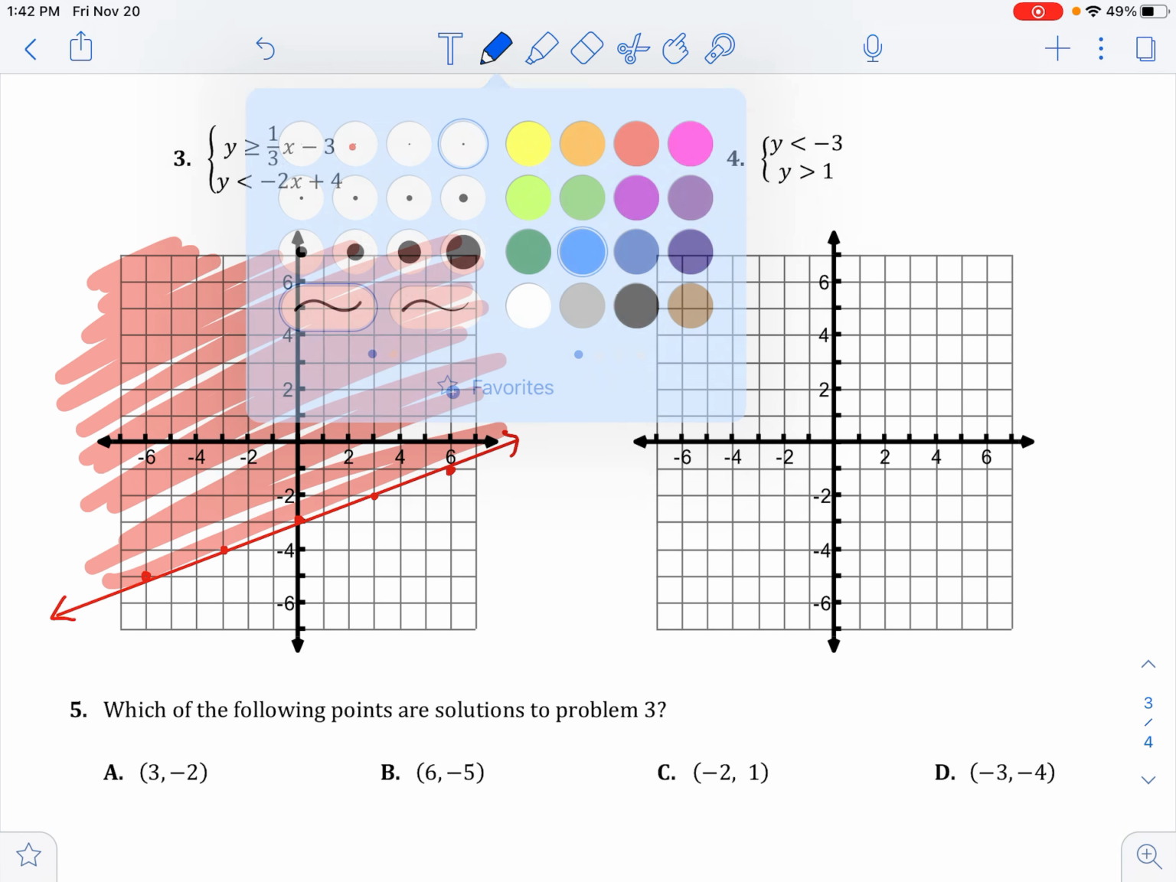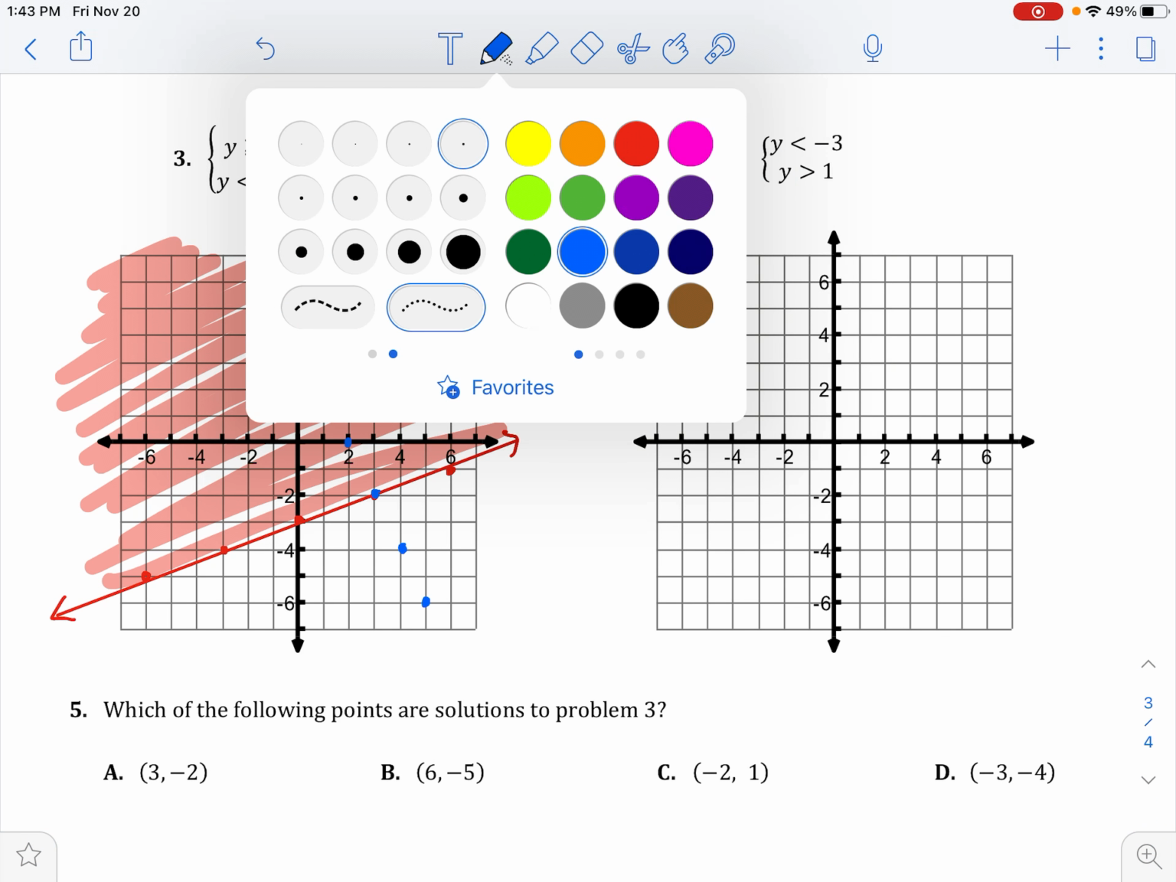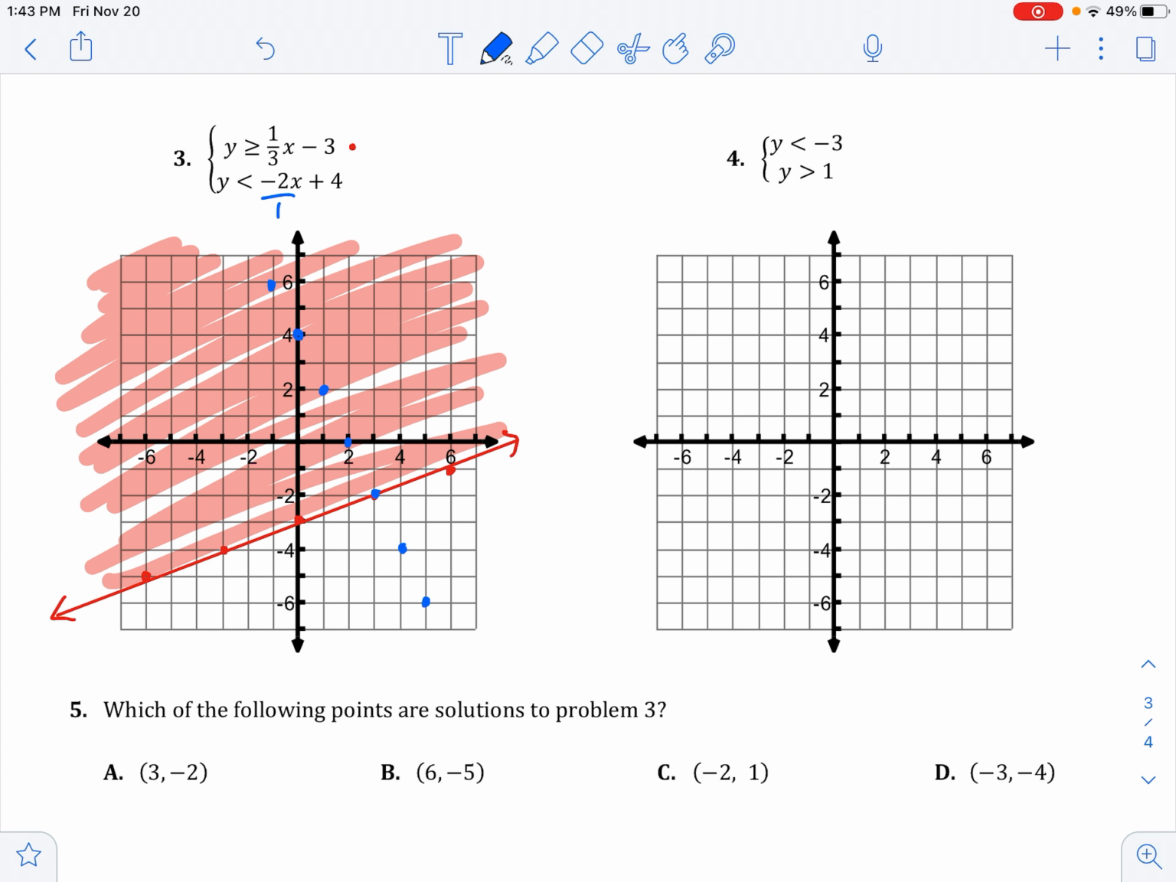All right, the next one is y is less than -2x plus 4. So I have a y-intercept of 4, and my slope is -2. That's -2 over 1, so I'm going to go down 2, right 1, down 2, right 1, and continue that. Up 2, left 1. I'm going to connect these with a dashed line. Why is the line dashed? Because it's y values less than, not less than or equal to.